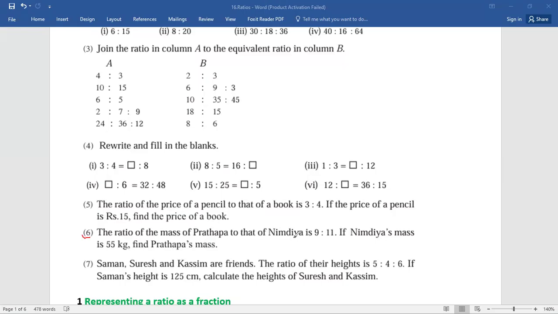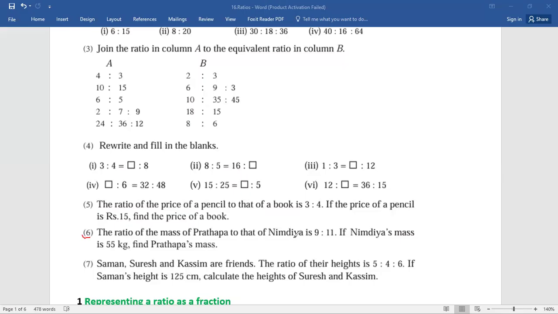The seventh one says Saman, Suresh, and Kasim are friends. There are three friends: Saman, Suresh, and Kasim. The ratio of their heights has been given as 5 to 4 to 6. If Saman's height is 125 centimeters, calculate the height of Suresh and Kasim. The same thing you will follow, right? Now, this is not mass, but it is height.